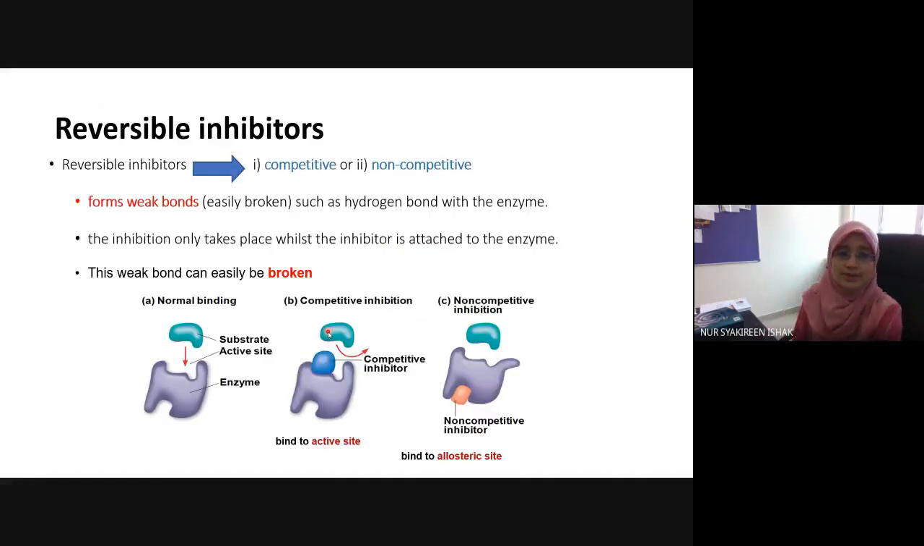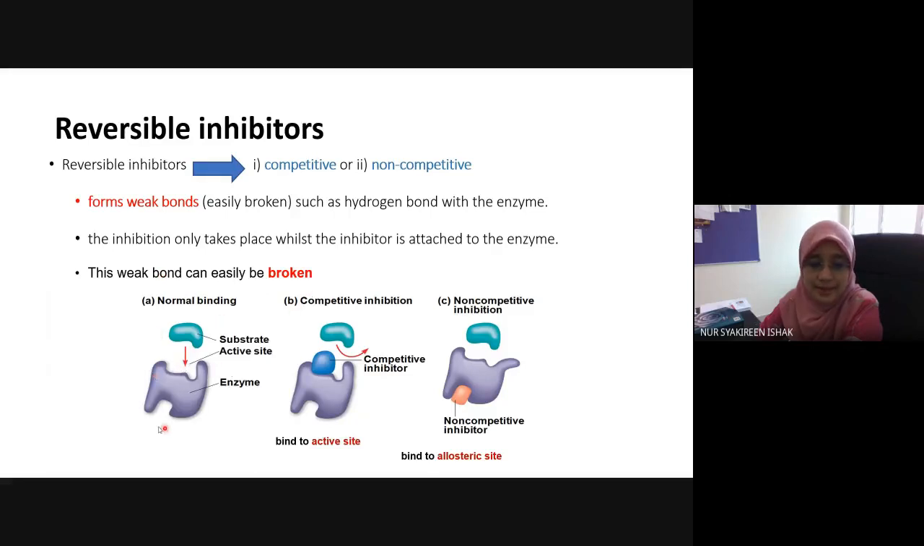So reversible inhibitors, as I've mentioned, you have two types, which are competitive and non-competitive inhibitors. For these inhibitors, they will form weak bonds that are easily broken. For example, you can have hydrogen bonds formed between the inhibitors and the enzyme. So the inhibition only takes place while the inhibitor is attached to the enzyme. So this weak bond can easily be broken.